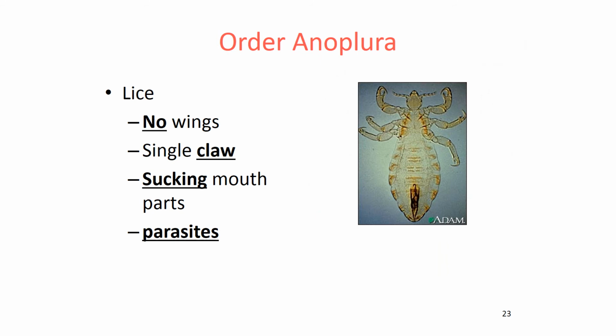Order Anoplura. These are the lice. They do not have wings. They have a claw. They'll have sucking mouth parts, and they are parasites. They are species specific though, so cat lice will only stay on cats. They don't go on people or dogs or anything like that. So each species kind of has their own set of lice species.